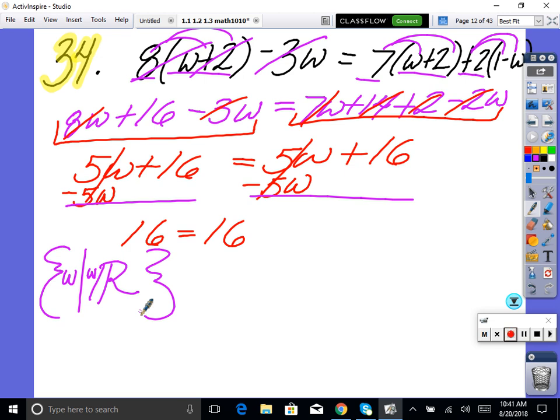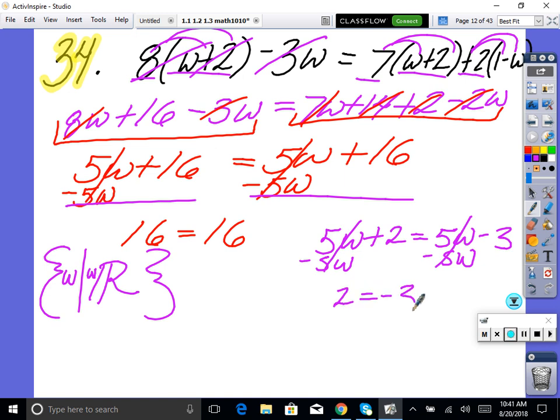Now let's say that the W disappears and you get something like this. Let's say that the W disappeared, and let's say we have this. 5W plus 2 equals 5W minus 3. So we'd subtract 5W. So now don't we get 2 equals negative 3? Is that true? 2 doesn't equal negative 3. Therefore, there is no solution. You guys see the difference? Okay, awesome. Cool.